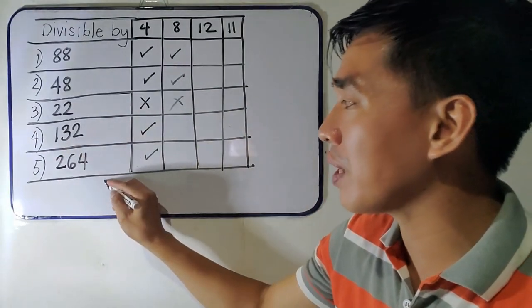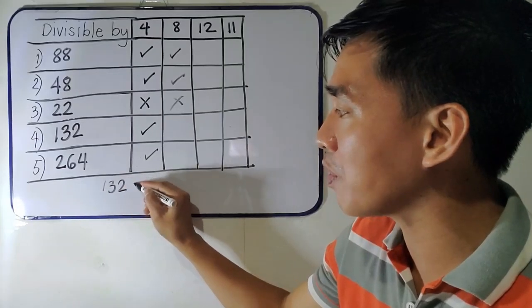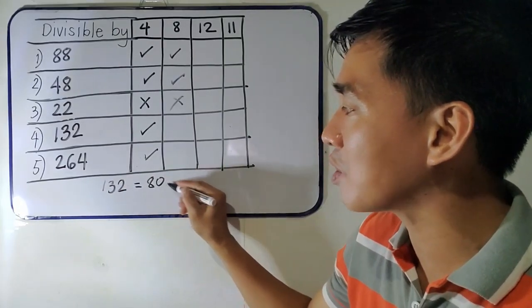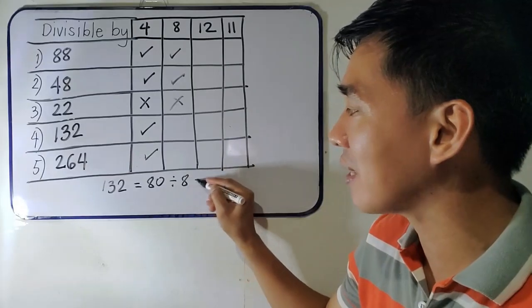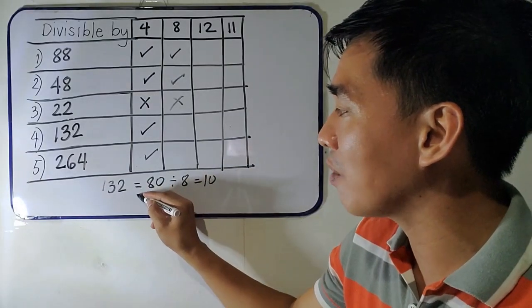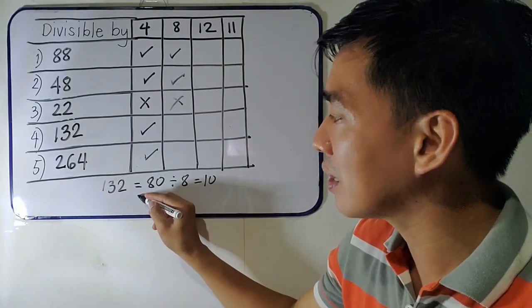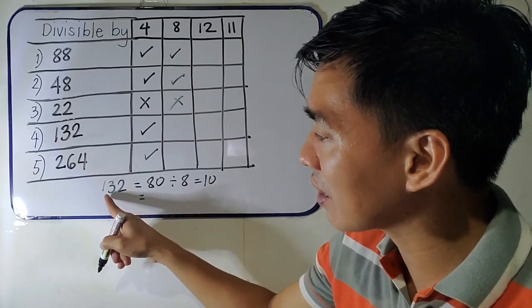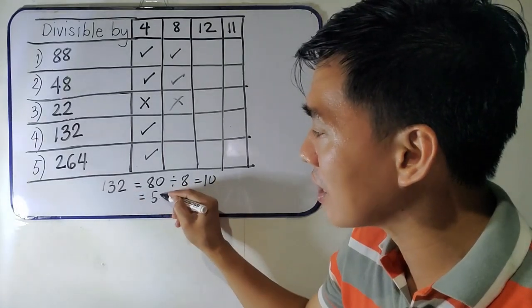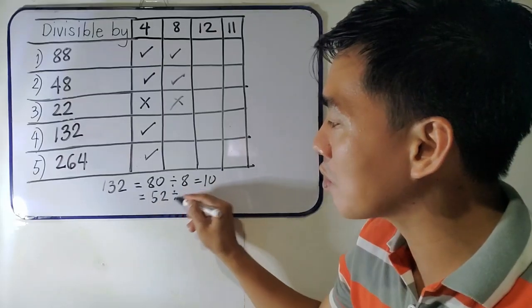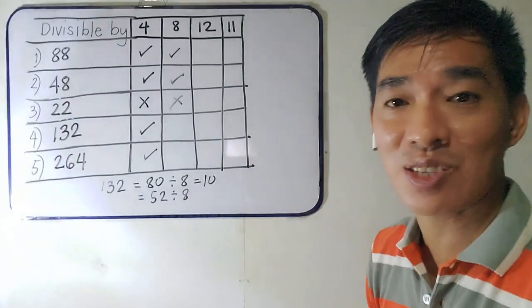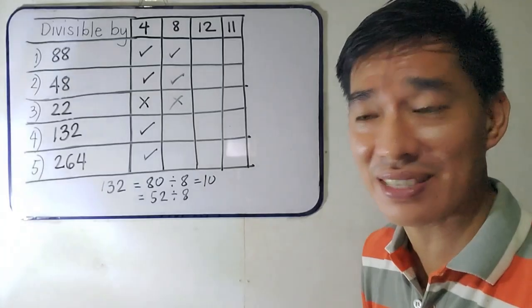So I think that would be easier if you have 132, which is equal to 80, which is divisible by 8, and that is equal to 10. And of course, what is the remainder here is 52. Now, 52 is not divisible by 8, so the entire number is not divisible by 8.